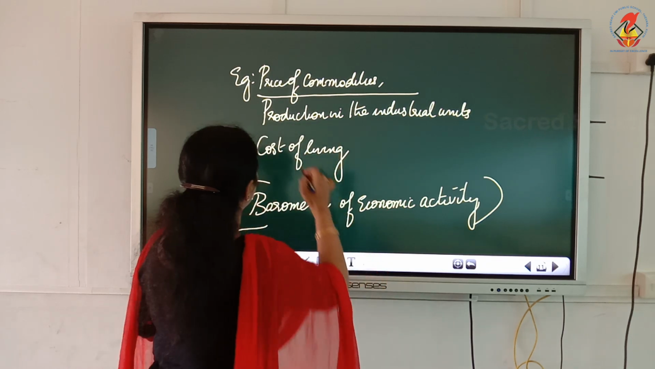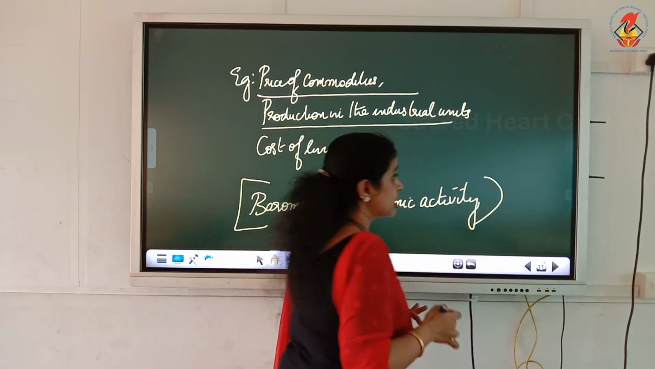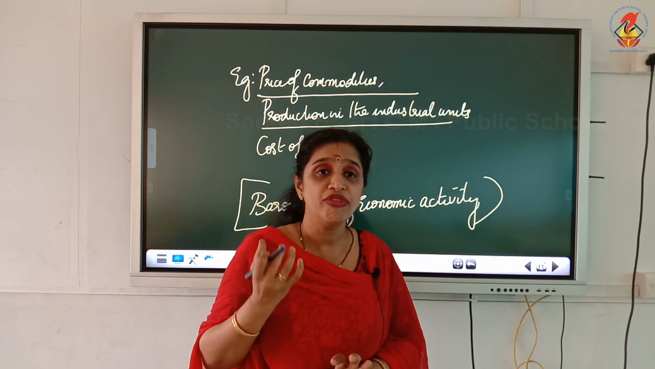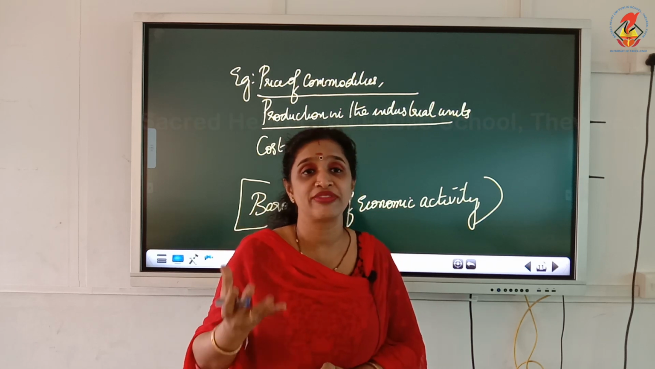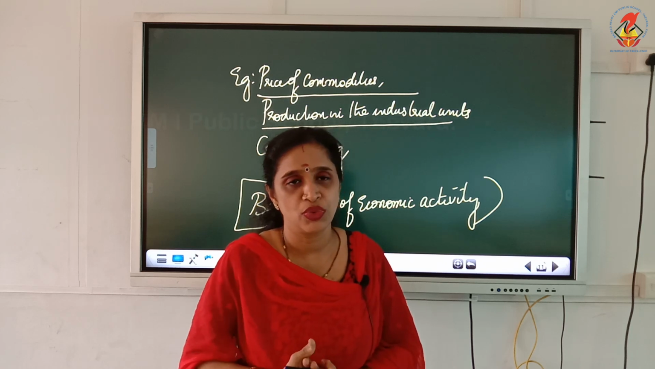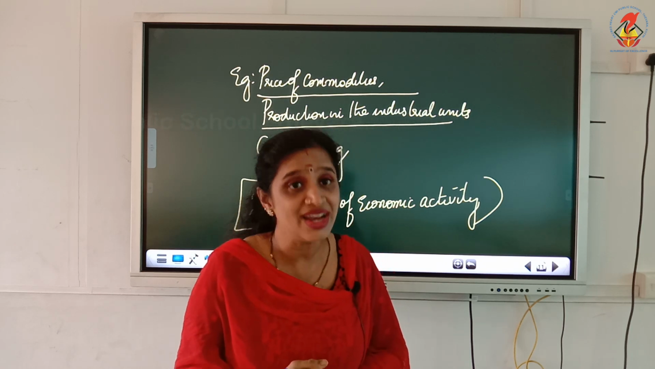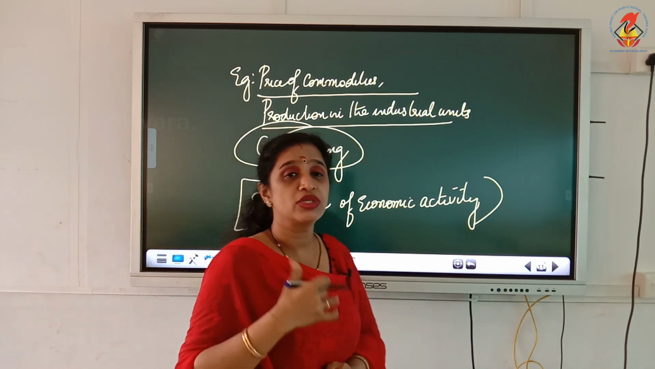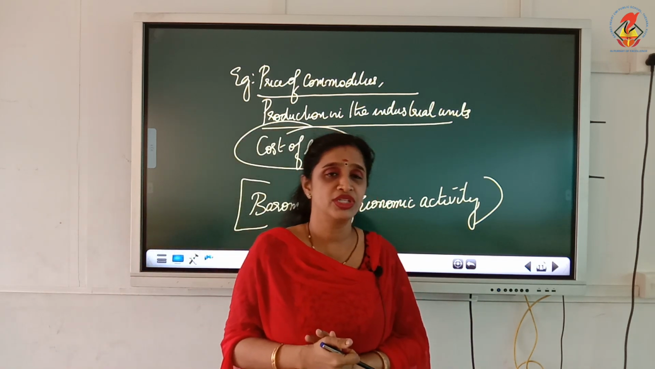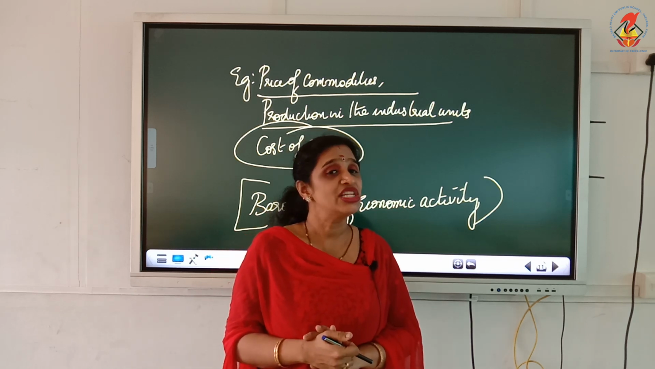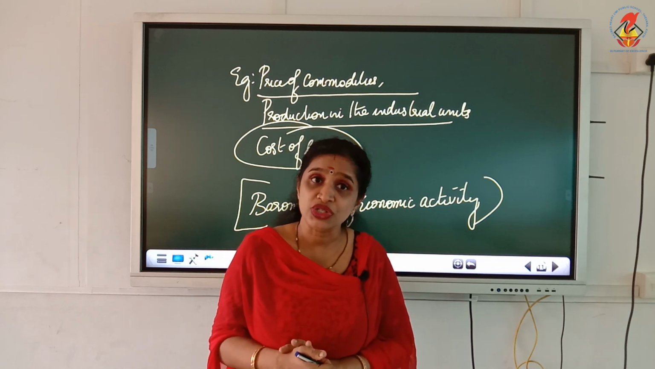Now, point number 2, production in the industrial units. How far the production in the industrial units, it is a variable, isn't it? How far the production in the industrial units has changed from the previous year to the current year. To study that, we use index numbers as a statistical device. Next one, cost of living. You know that prices of so many commodities have changed from the previous years to the present year, isn't it? So when it changes, it will affect the cost of living.